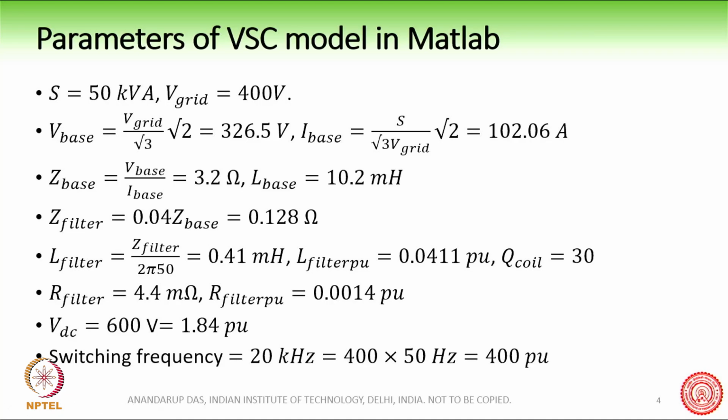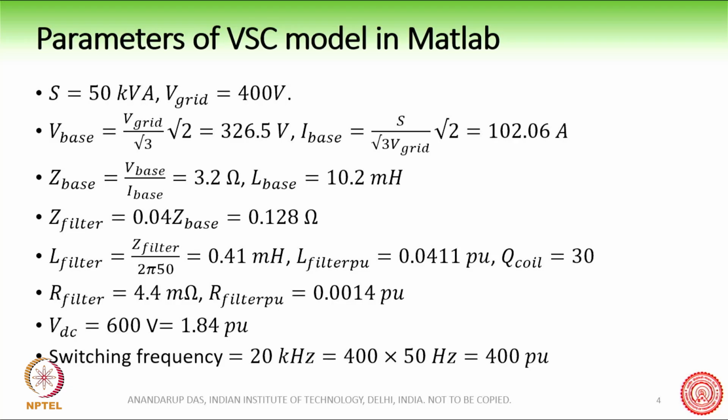Now, when I do the simulation, initially I will work with 50 kVA, but later you will see I will change the rating to 10 kVA, and you can see that the system will automatically adjust itself. This is one of the advantages of having a per unit system.